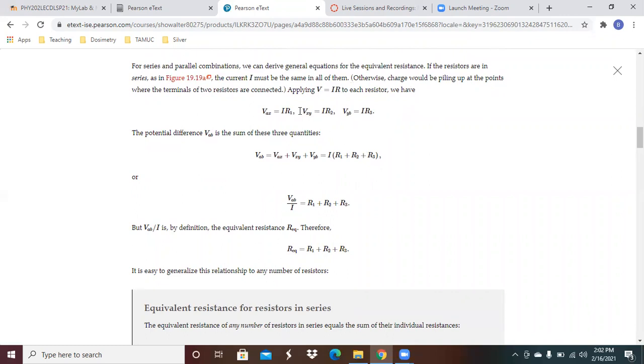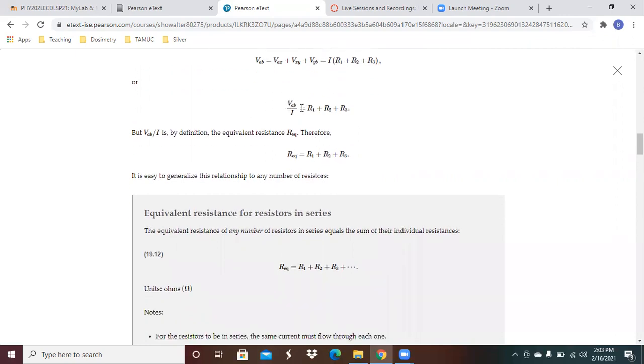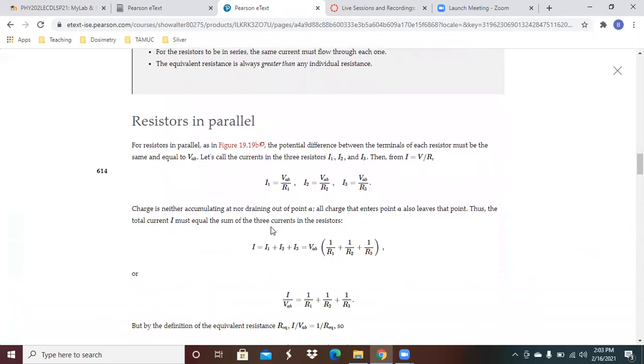If they're in series, the current is going to be the same across all of them. But the voltage across each resistor is going to be different, and that is because the resistance here is going to change. Potential difference from A to B is going to be the sum of those quantities. And since all of these share the same current but different resistances, then you can see how that goes together. Taking the voltage divided by the current would actually get you the equivalent resistance. And so you can see, in series, how you add them together. The equivalent resistance is always greater than any individual resistance. Well, that should be the case.